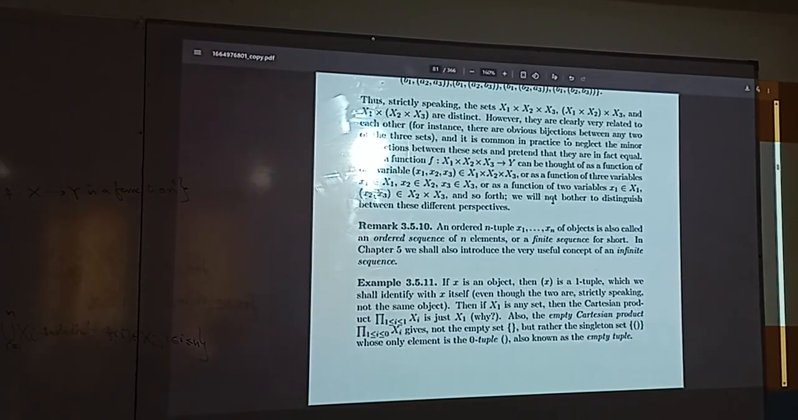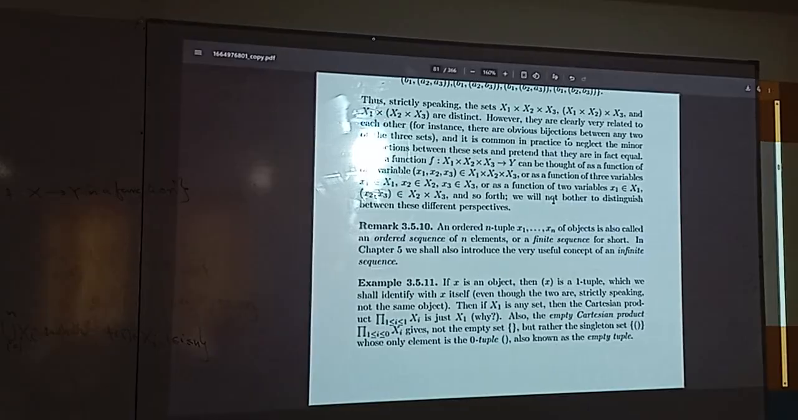Also the empty Cartesian product, 1 ≤ i ≤ 0, is a little funny. It gives not the empty set but rather a singleton set, because the set consists of ordered pairs, so you cannot write the empty set. That set consists of the empty pair, the empty tuple.